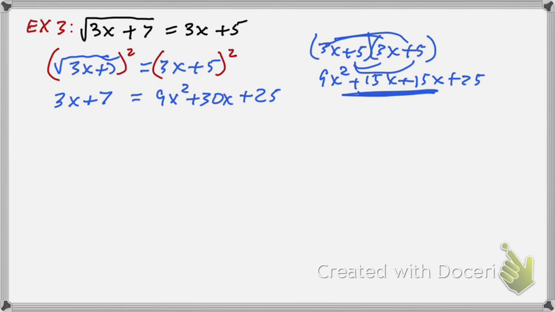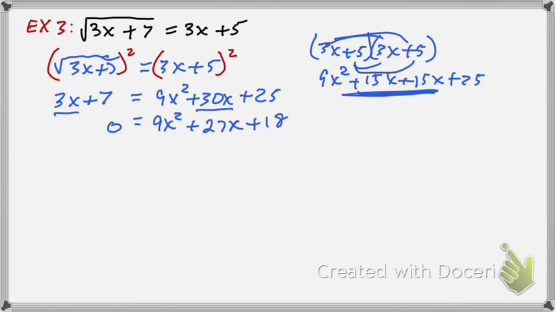Now I'm just collecting like terms. So over here on the right, I've got my 9x squared. I've got 30x and I've got 3x. So 27x. I was having a problem with my signs last period. So, and then I've got 25 and 7. I get that. So I've got 0 over here.